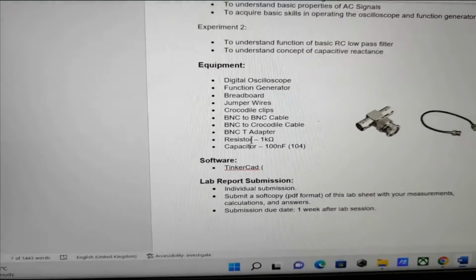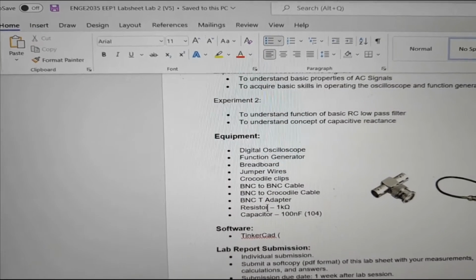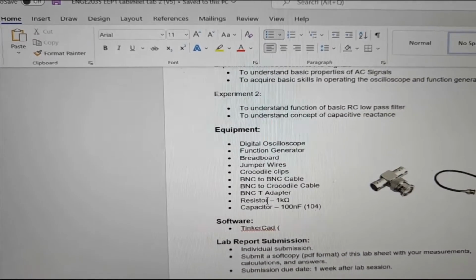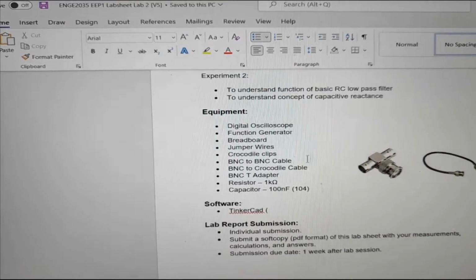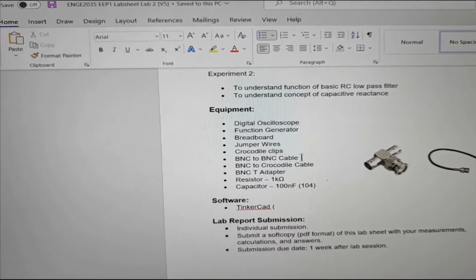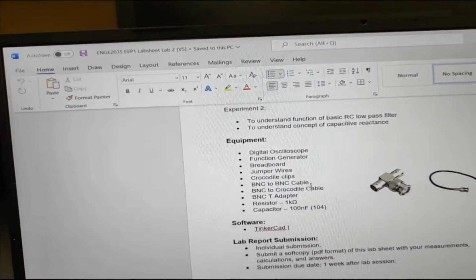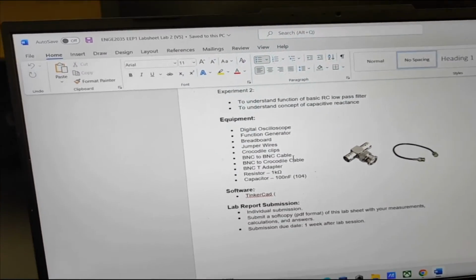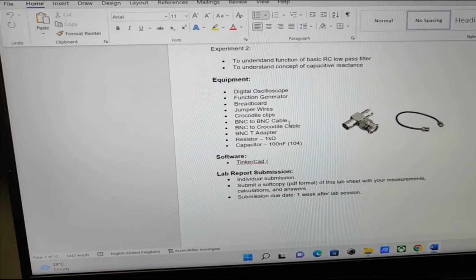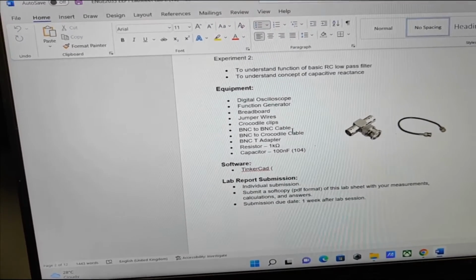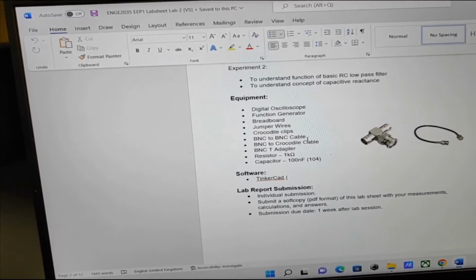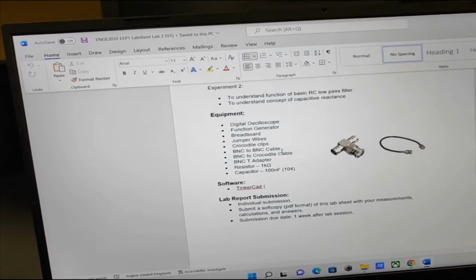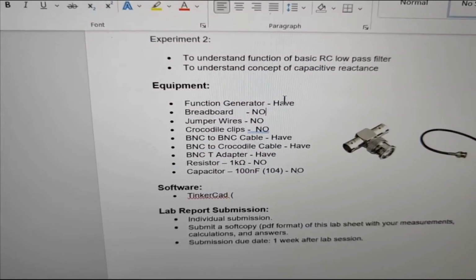Okay, we need oscilloscope, function generator, breadboard, jumper, alligator clips, BNC cable. Oh, we have BNC. We have it, bro. We need breadboard. You also searching just now. Searching for that. Okay. For the breadboard, resistor, capacitor, and we need jumper cables. Jumper. Yeah.